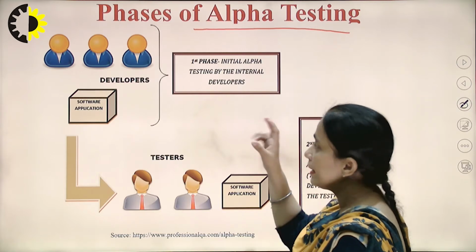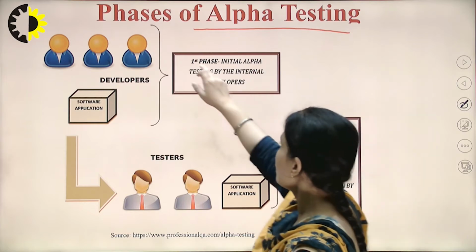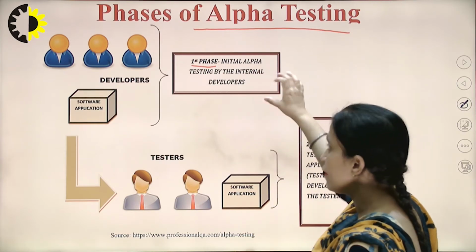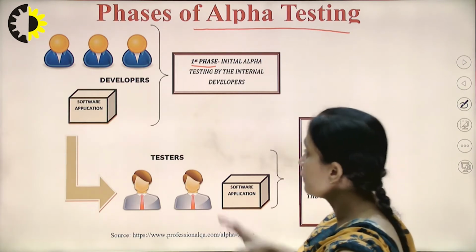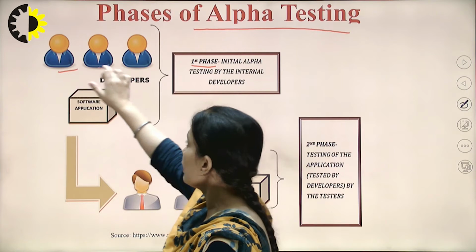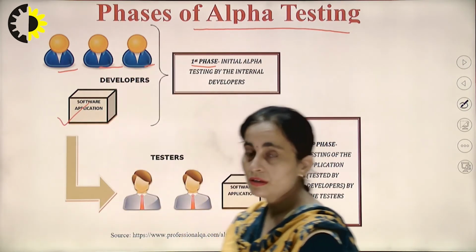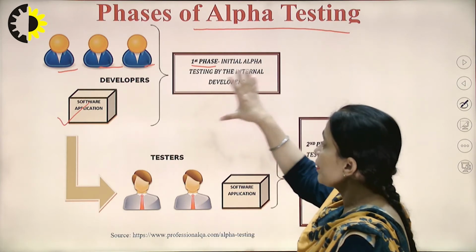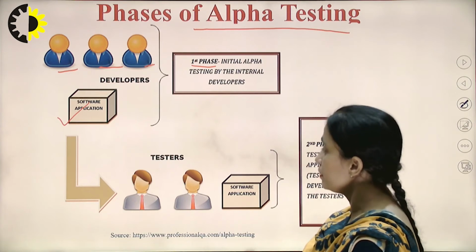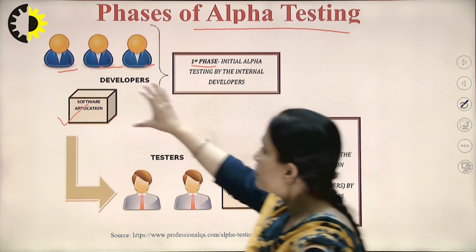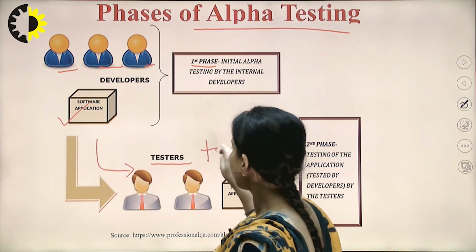This is done in two phases. If we discuss the first phase, that is the initial alpha testing, it is done by the internal developers. This is the developer team. They are going to develop a software application. When they are developing, they are also checking it for errors. Then this is handed over to the testing team.